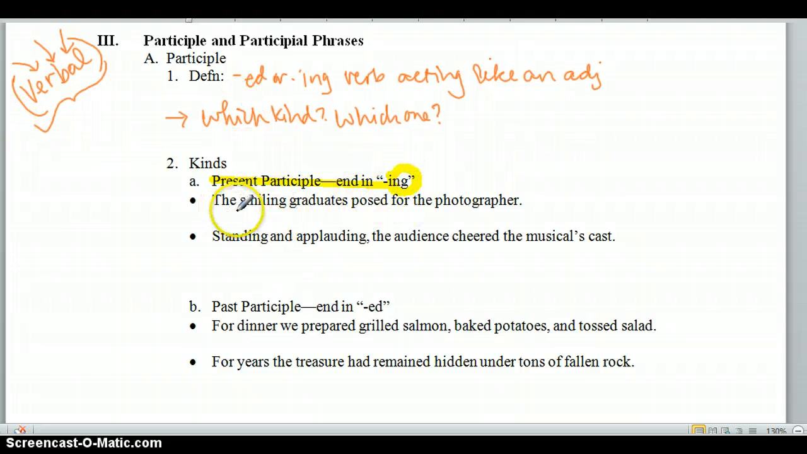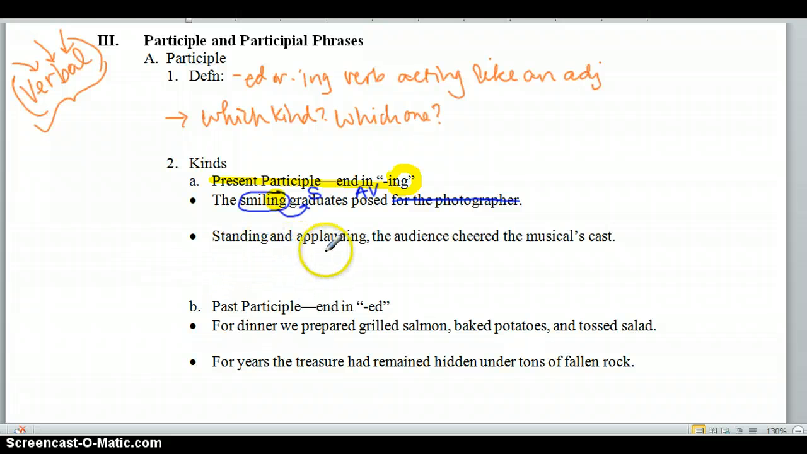So when I read this sentence, the smiling graduate posed for the photographer. For the photographer is a prep phrase. There's nothing inside that prep phrase that looks like an ing verb. It could be, but there isn't, so I'm going to cross it off. Posed is my action verb. Who or what posed? The graduate did. What kind of graduate? Smiling graduate. Smiling tells me about graduate, but in a different sentence, smiling could be the verb.